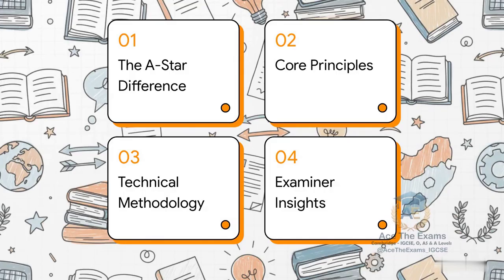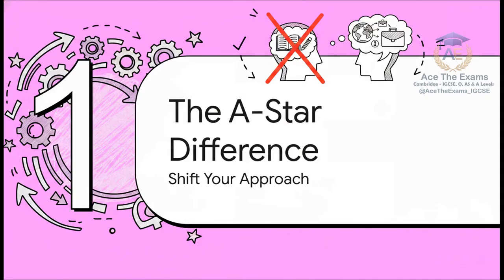Here is our roadmap for today's session. First, we'll look at the A-star difference. Second, core theoretical principles. Third, technical methodology. And finally, critical examiner insights. All right, Section 1, the A-star difference. Let's look at what separates the top performers from the rest of the pack.